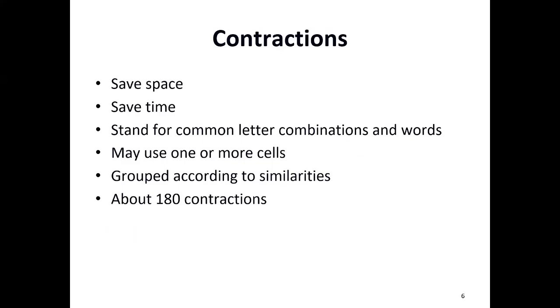What are contractions? Well, contractions save space. They save time. They stand for common letter combinations and words. We'll see that later. They might use 1 cell, 2 cells, 3 cells, or a few even use 4 cells. Again, they're grouped according to similarities into categories. There are about 180 contractions. So again, we're not going to memorize everything today. Just kind of absorb it and see this as a preview to your child's education.